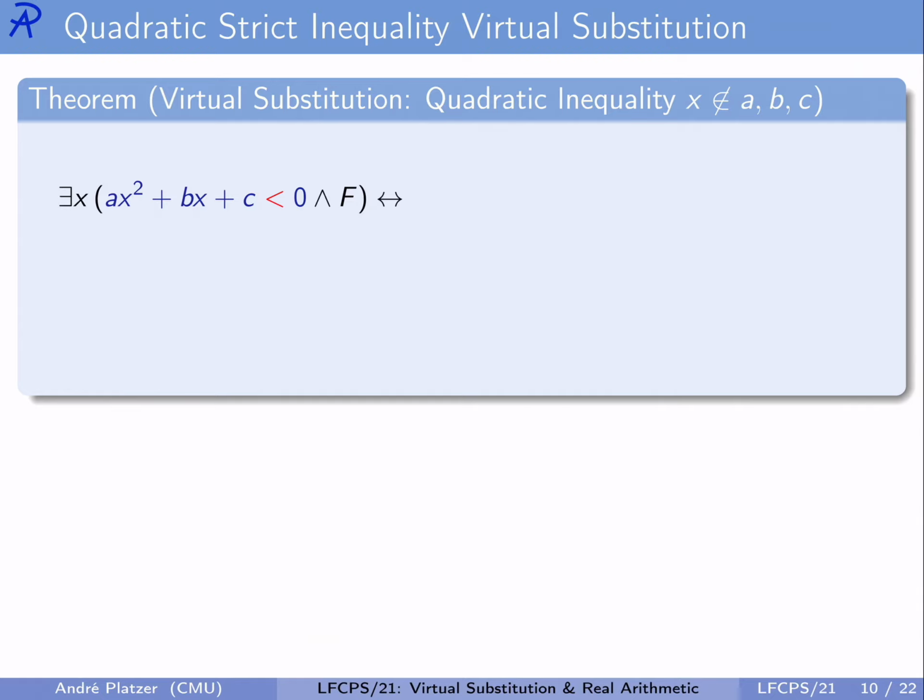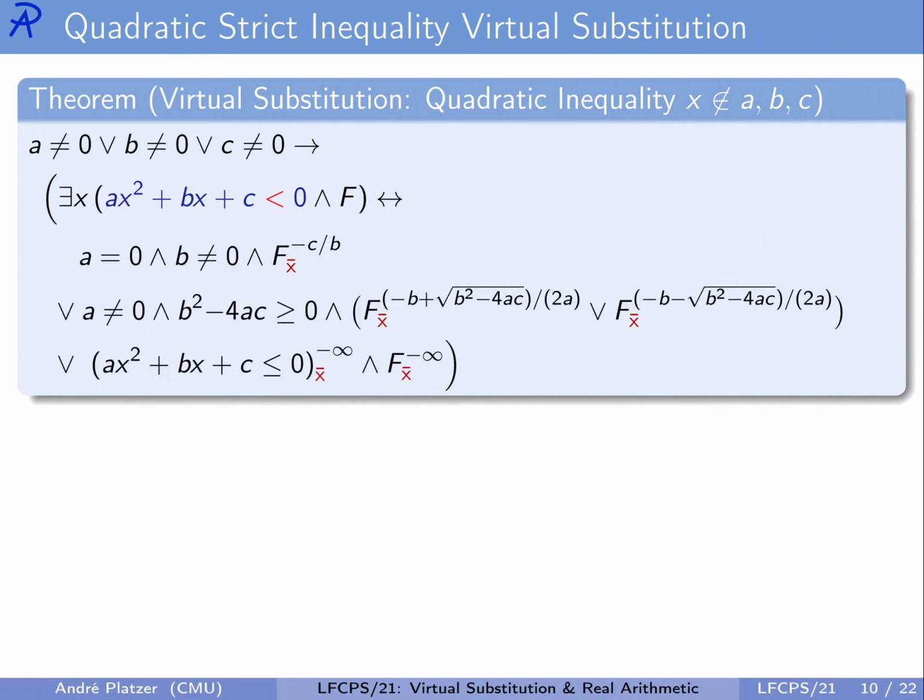That's all cool, but what happens if we plug them in? So let's write it out. The solution of this quadratic polynomial, which if it really is a linear polynomial, will be the linear solution. The roots of this quadratic polynomial, if it really is a quadratic polynomial and has square roots, will be the positive and negative square root. And then there's the still minus infinity case that we virtually substituted.